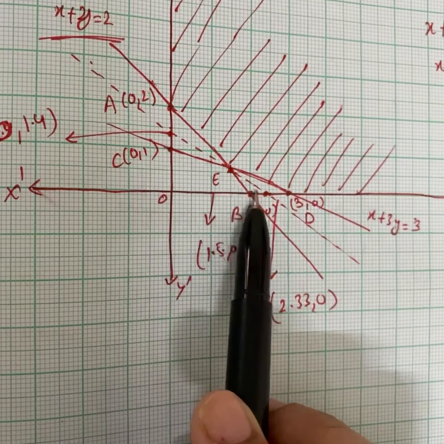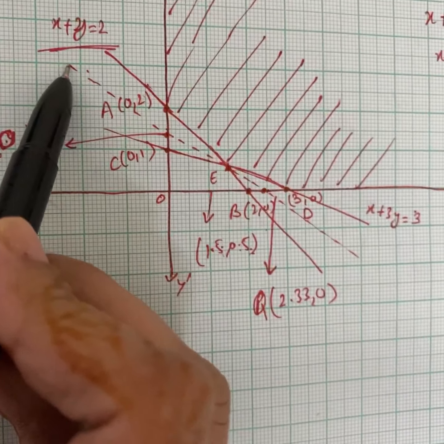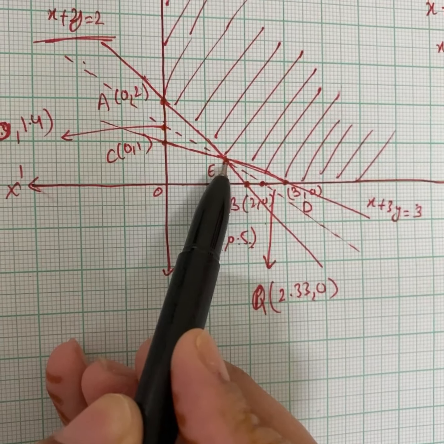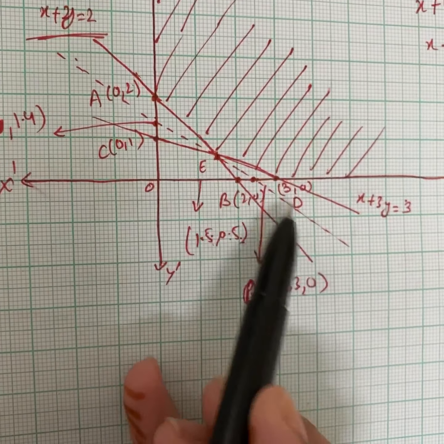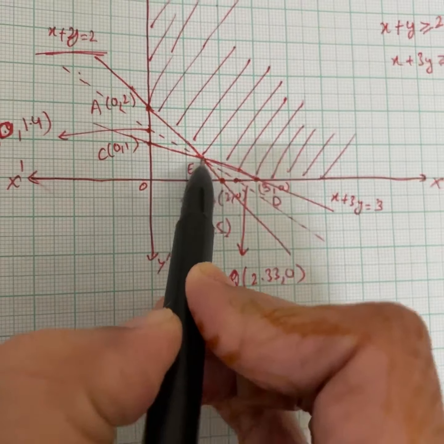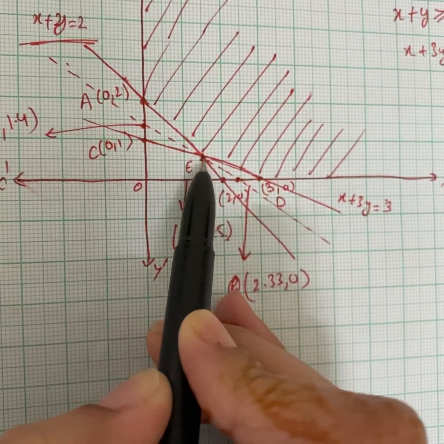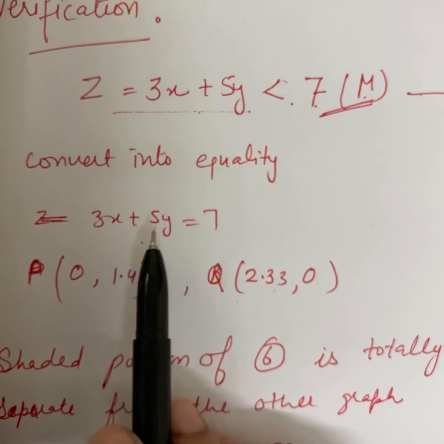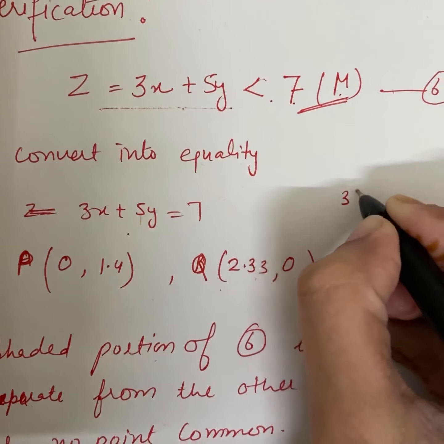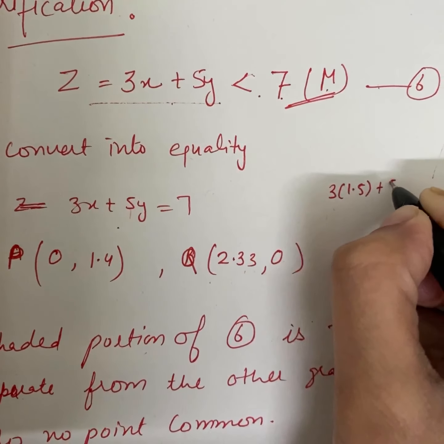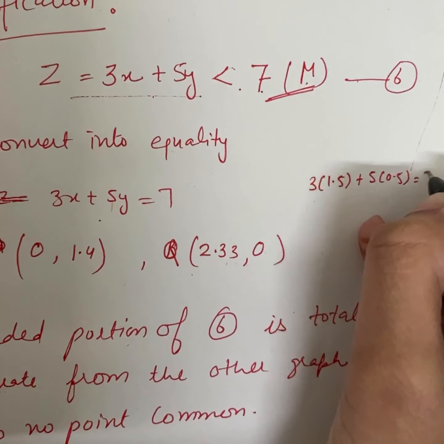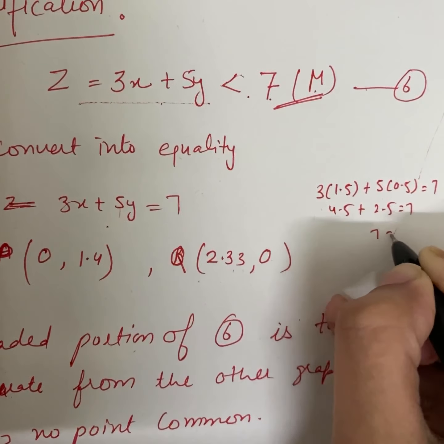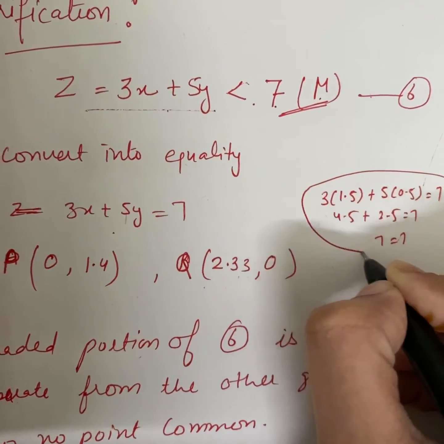So join these, and you can see this is also passing through the point (1.5, 0.5). It is passing through it. So its common point is this. If you put this point into this, 3 times 1.5 plus 5 times 0.5 equals 7. This is 4.5, this is 2.5, and this is again 7. So this is my verification.